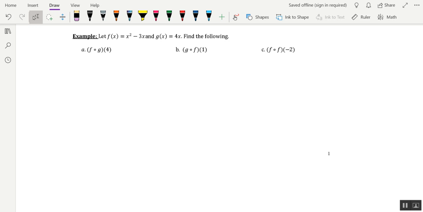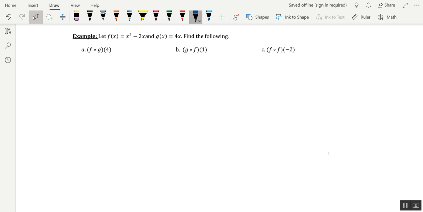In this video, we're going to go ahead and do some composition function evaluations. So we do have two particular functions provided to us. f of x is x squared minus 3x, and g of x is equal to 4x. And we want to use each of these two functions in order to evaluate the composition function at particular values of x. So let's jump right into it.